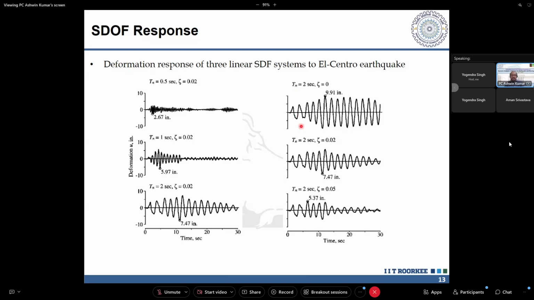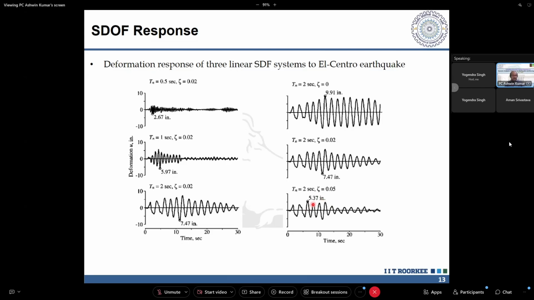Just for the academic purpose, if we go the opposite way around, now we have a linear single degree of freedom system having a constant time period of 2 seconds, which is that flexible system. But now the damping ratio is increased. So you have a system with zero damping, a system with 2% damping ratio, and a system with 5% damping ratio. So you understand, right? If the damping increases in the system, it is going to reduce the deformation, or the response. That is exactly what you see in the peak deformation response. The system with zero damping is 9.91 inch, whereas for the system with the 5% damping ratio you see a reduction in the peak value of the displacement time history, which comes down to 5.37 inch.